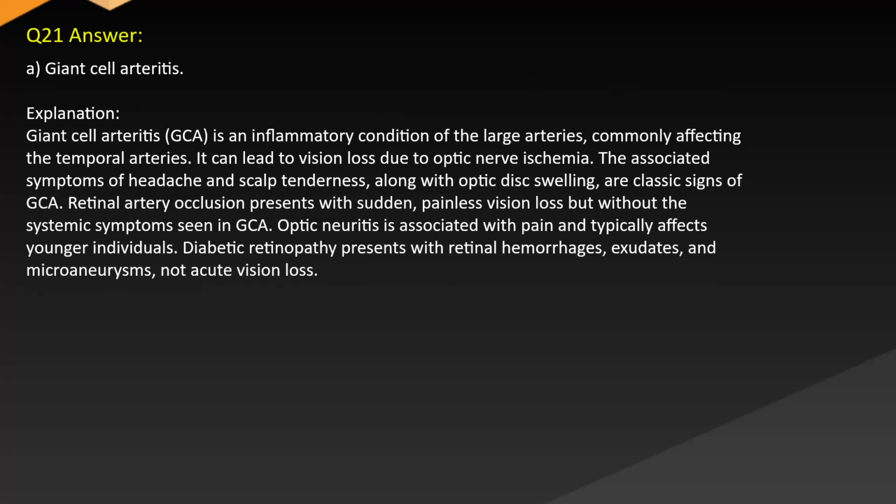Answer A. Giant cell arteritis. Explanation. Giant cell arteritis (GCA) is an inflammatory condition of the large arteries, commonly affecting the temporal arteries. It can lead to vision loss due to optic nerve ischemia. The associated symptoms of headache and scalp tenderness, along with optic disc swelling, are classic signs of GCA.